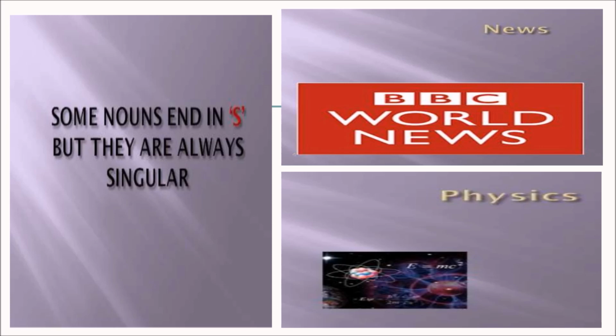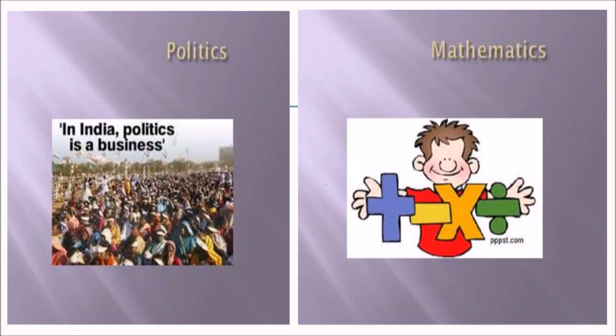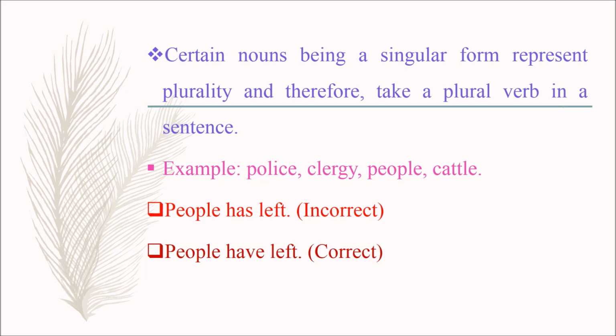Some nouns end in s, but they are always singular. For example, news, physics, politics, mathematics, etc. Let's see the next rule.